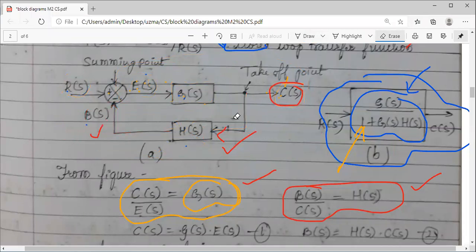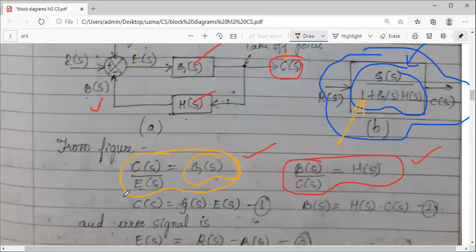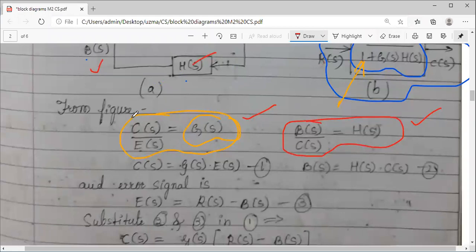After that, once I combine both, it has both G of S as well as H of S. How can you write the transfer function or output? If you just look into this, you can simply rearrange it. Your C of S will be equal to E into G. I have written that. Similarly for this bracket, B of S is C into H. Equations 1 and 2 are simple readjustments.